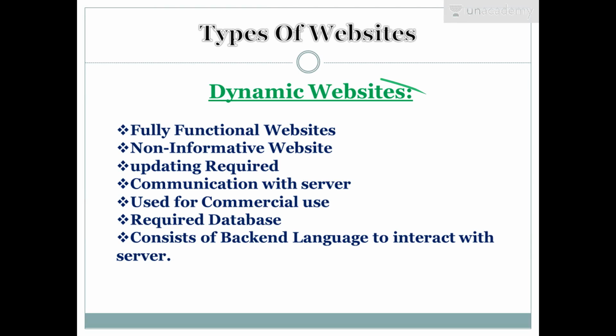So the next type of website is the dynamic website. The dynamic website has the following features. It is a fully functional website. It is used for non-informative purposes. Updating is required at a constant level. Communication with a server is required in this website. It is used for commercial use or for business purposes. It requires a large database. It consists of a backend language to manage it.